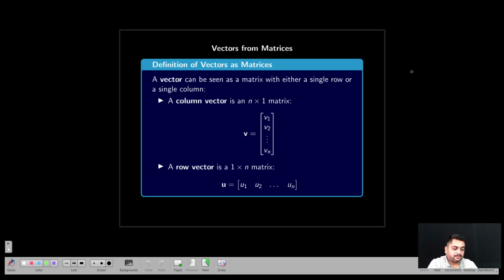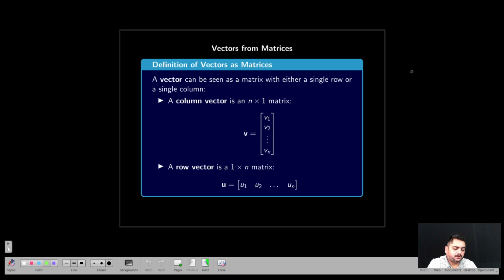Welcome to GateX AIML. In this video, we will discuss row echelon forms and column echelon forms. Then from that, we will see the row space, column space, and the null space. We'll try to understand how these help us in reducing the system of linear equations to solve many mathematical problems.